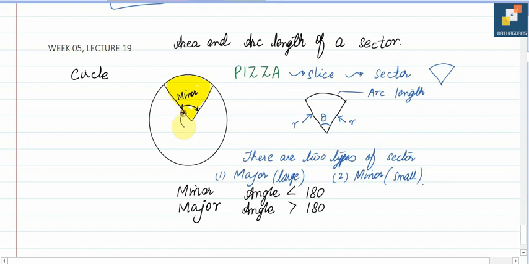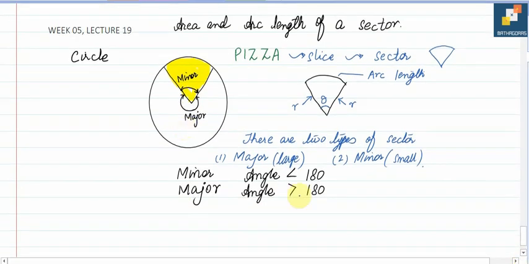And this part, the leftover piece, is major sector, right? So there are two types of sector, minor and major. The quantity that creates a difference between these two is basically the angle, and if the angle is less than 180, we say that it's a minor sector. If the angle is greater than 180, we say that it is a major sector, right? So far so good. Okay, I hope that you have written all this work.